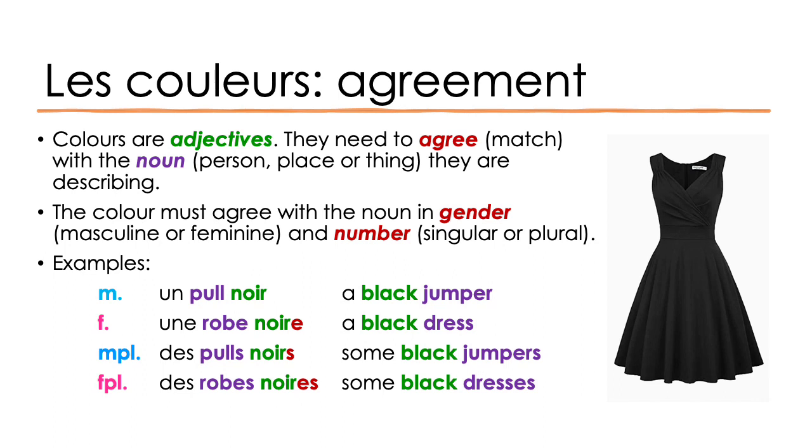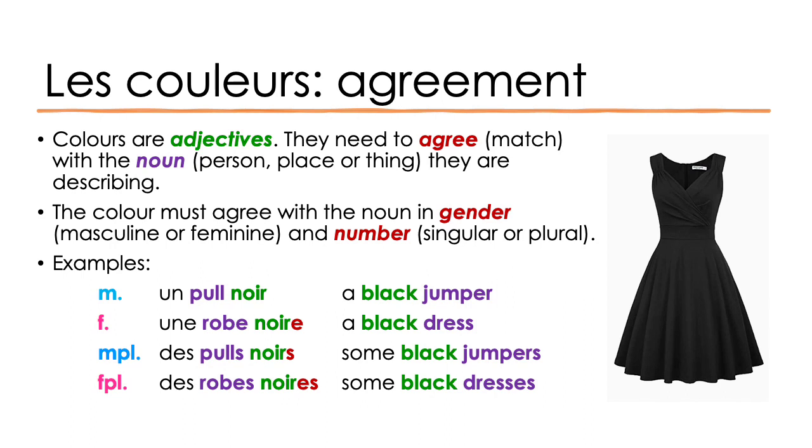So for masculine singular, I've got the example, un pull noir, a black jumper. Now, noir is the word black, it's our adjective, and we don't need to change it in any way to match pull because pull is masculine singular. However, for feminine singular, we've got the example, une robe noire, a black dress, and we can see that we've added an E to the end of the adjective noir, black. So it matches the dress, une robe, which is feminine.